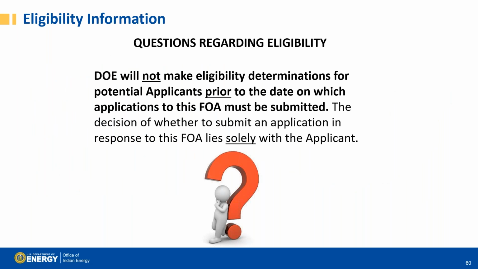We've said numerous times before, we're not going to make eligibility determinations for potential applicants prior to the date on which the applications to the FOA must be submitted. You need to decide whether your project and the applicant are eligible, and that decision to submit an application lies solely with the applicant. We're not going to have a question and answer again. Send your questions to Tribal Grants, and the slides and audio recording will be available in the week. You'll be notified. Next slide, please.